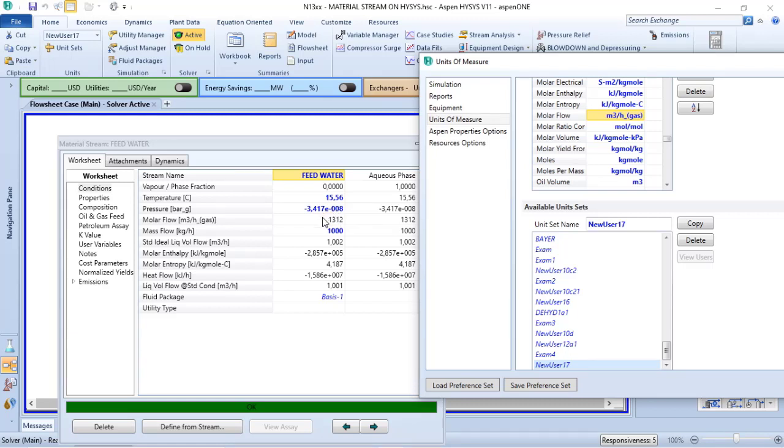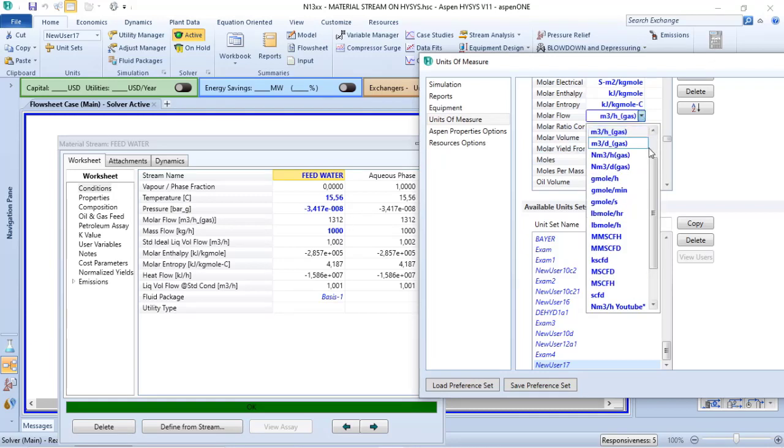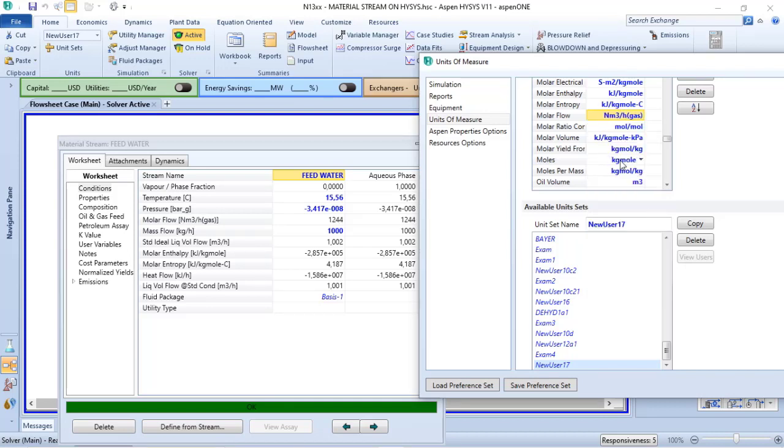This is not the kilograms mole per hour anymore. Now what I have here is the conversion of 1,000 kilograms per hour of water to a gas flow. If I change the cubic meter per hour to normal cubic meter per hour of gas, my value will change from 1,312 to 1,244 normal cubic meters per hour of gas.